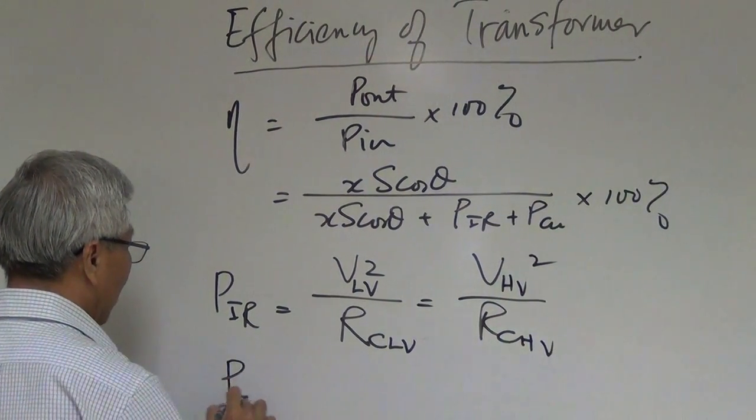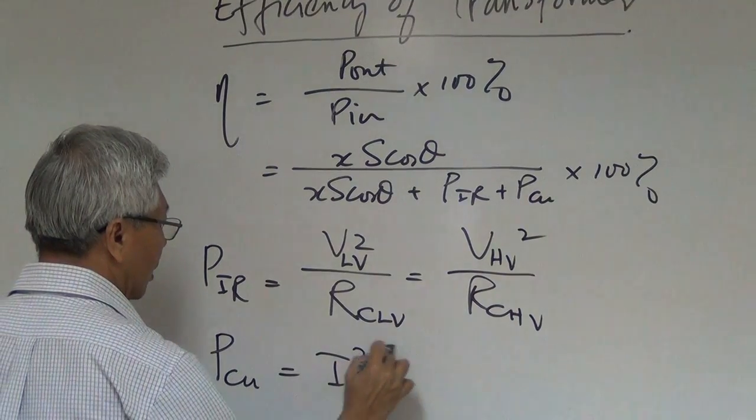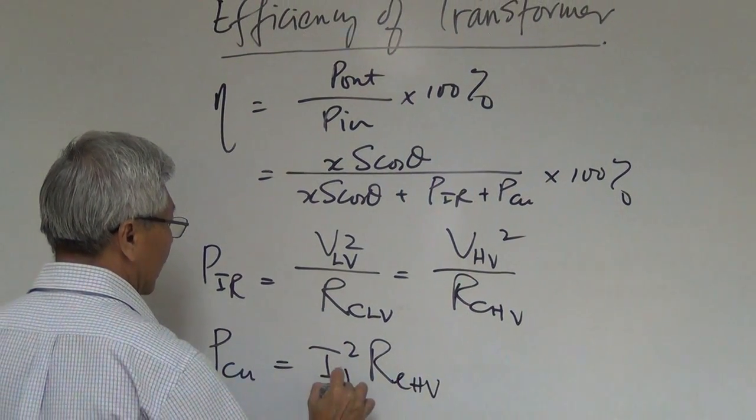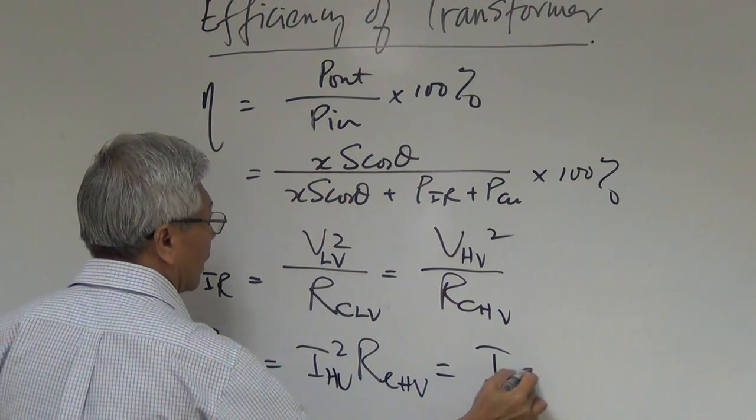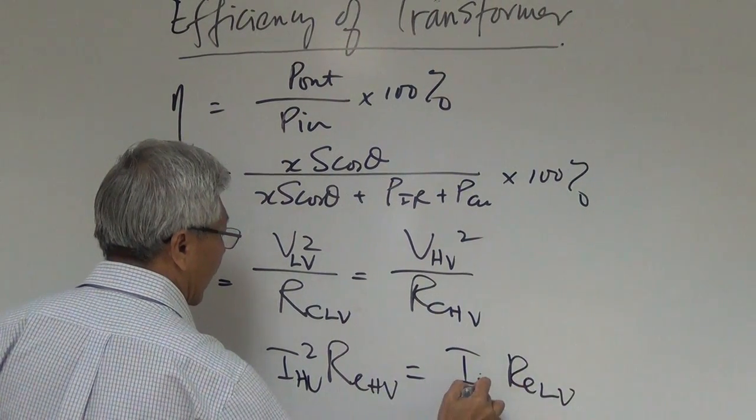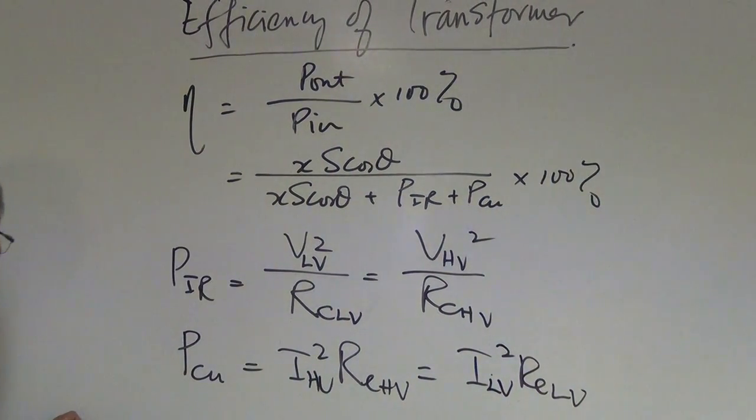Right? And copper loss, the best formula is I square R. If you use REHV, IHV. If you use RELV, then it's ILV. Right?